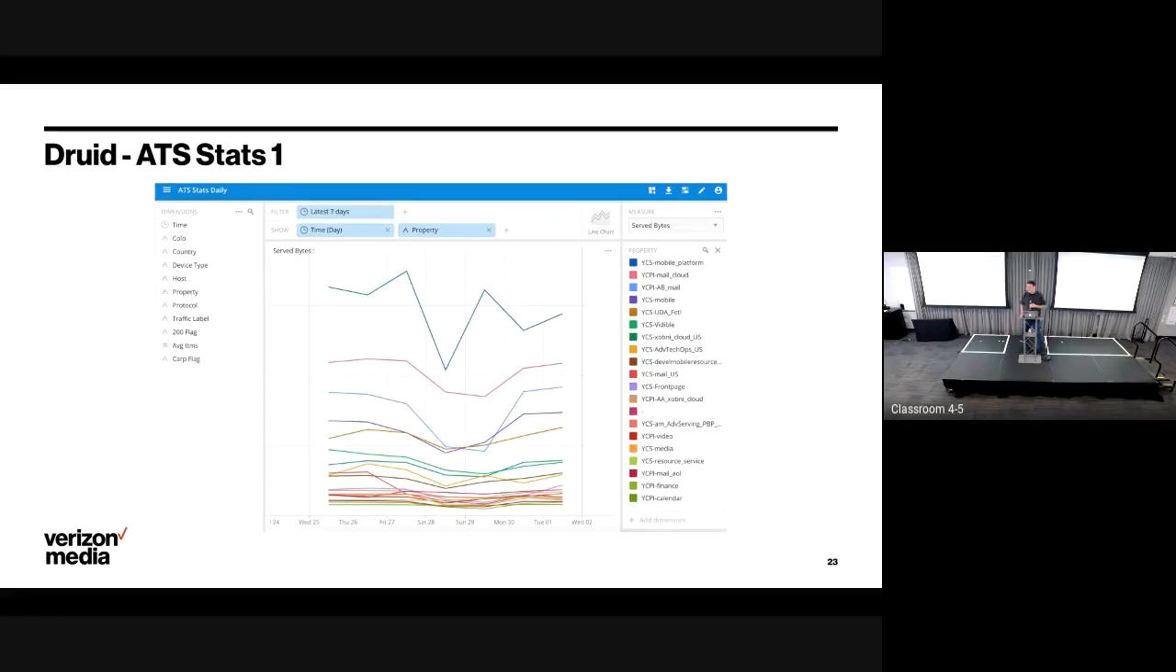So then also, one of the data cubes that we have is for the ATS stats. So now we can look at served bytes, but this is by platform. So you see the different properties that we're serving, and which properties have the highest amount of served bytes. I know the ATS team can dig into some of the error codes and such with this. And again, it's a mix sometimes, where they go into Splunk or they utilize the Pivot.